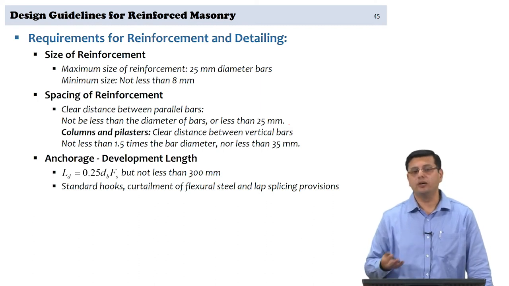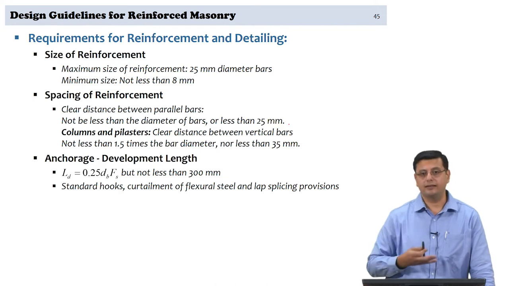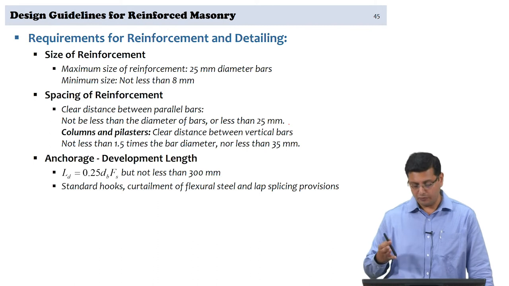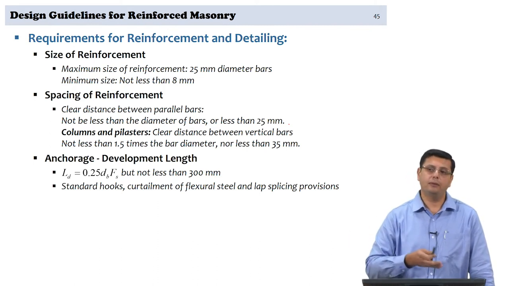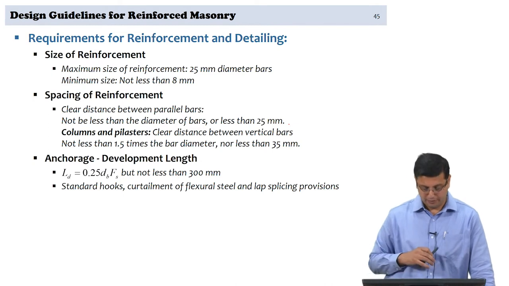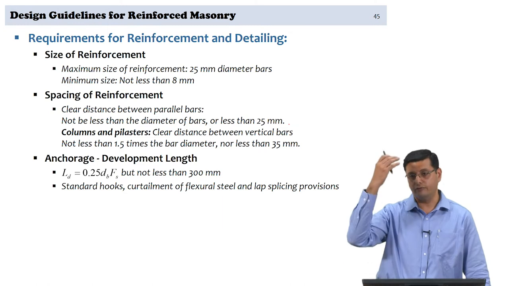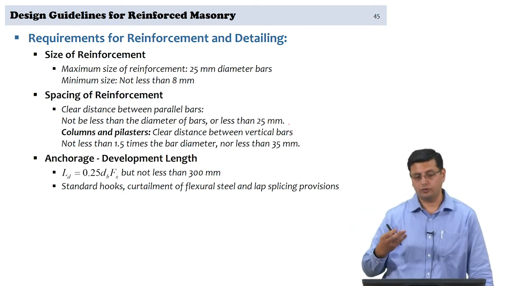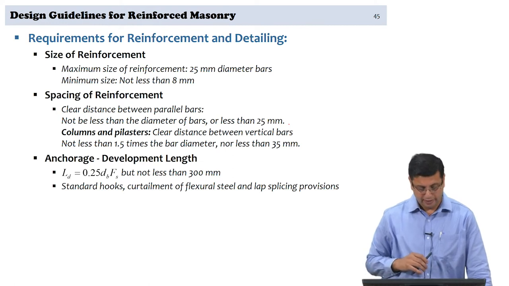And as we do curtailment of flexural reinforcement, as in reinforced concrete design in beams, you can also do curtailment of flexural reinforcement in zones where the moment demand is lesser than the maximum demand. Lap splicing is again something that you will have to take care of, because reinforcement is going to go in the vertical direction all the way through the load bearing walls. So, lap splicing provisions also have to be accounted for.